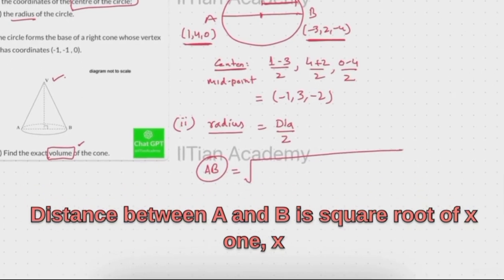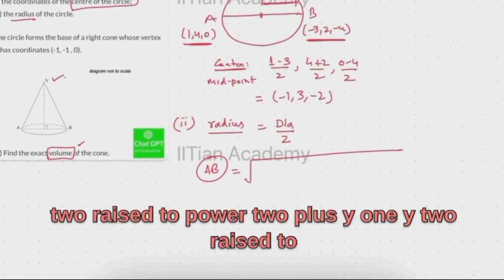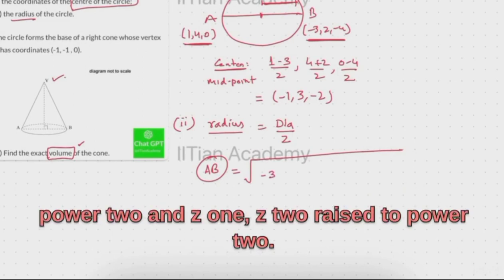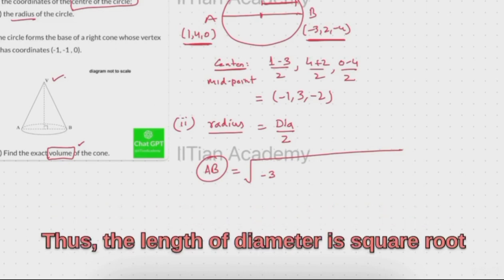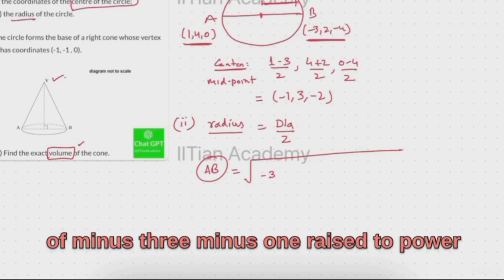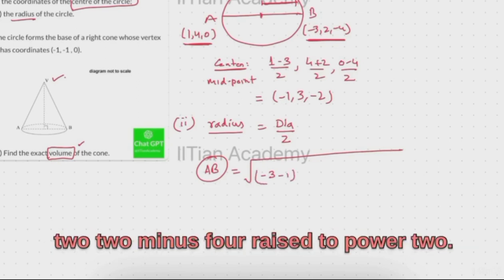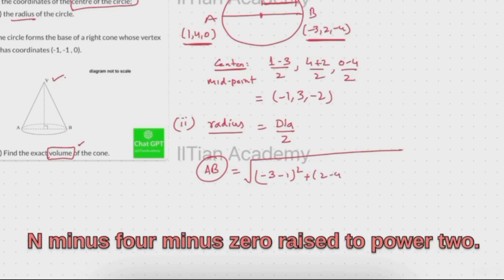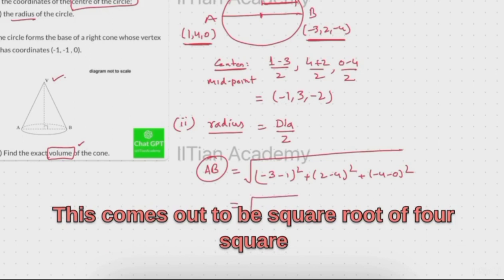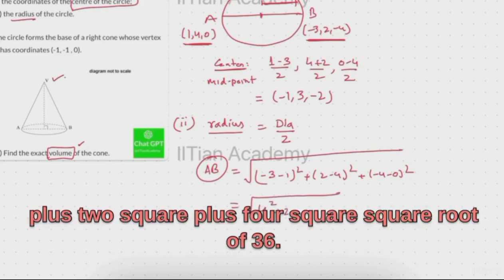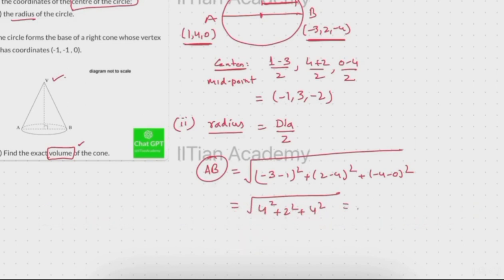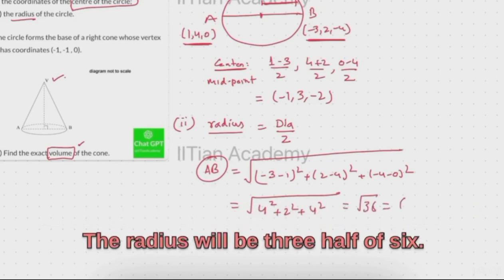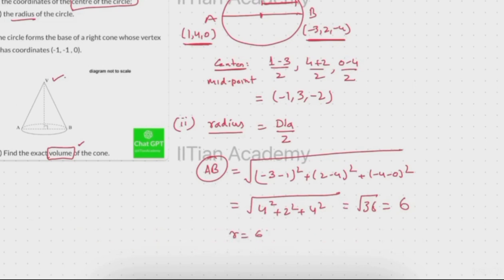Distance between A and B is square root of x1 minus x2 raised to the power 2 plus y1 minus y2 raised to the power 2 plus z1 minus z2 raised to the power 2. Thus, the length of diameter is square root of minus 3 minus 1 raised to the power 2 plus 2 minus 4 raised to the power 2 plus minus 4 minus 0 raised to the power 2. This comes out to be square root of 4 square plus 2 square plus 4 square, that is square root of 36. Thus the diameter is 6. The radius will be half of 6, that is 3.